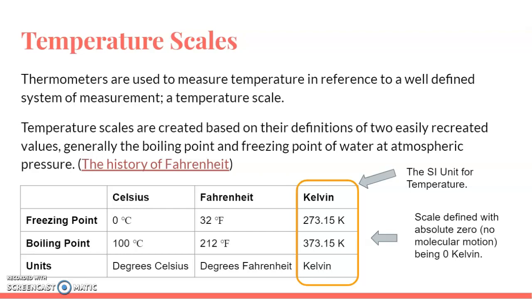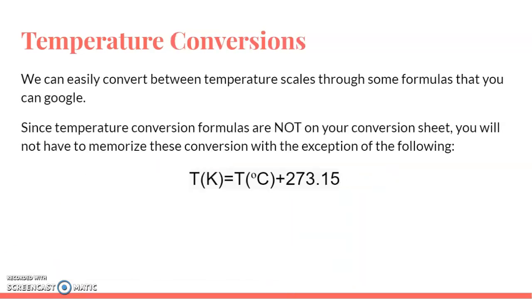Just be careful here. This is not degrees Kelvin. That is not a thing. It's just straight up Kelvin. All right, so the freezing point of water is 273.15 and the boiling point is 373.15. So basically you're taking Celsius and scaling it up. I just want to quickly mention here, you can convert from Celsius to Kelvin by adding 273.15.